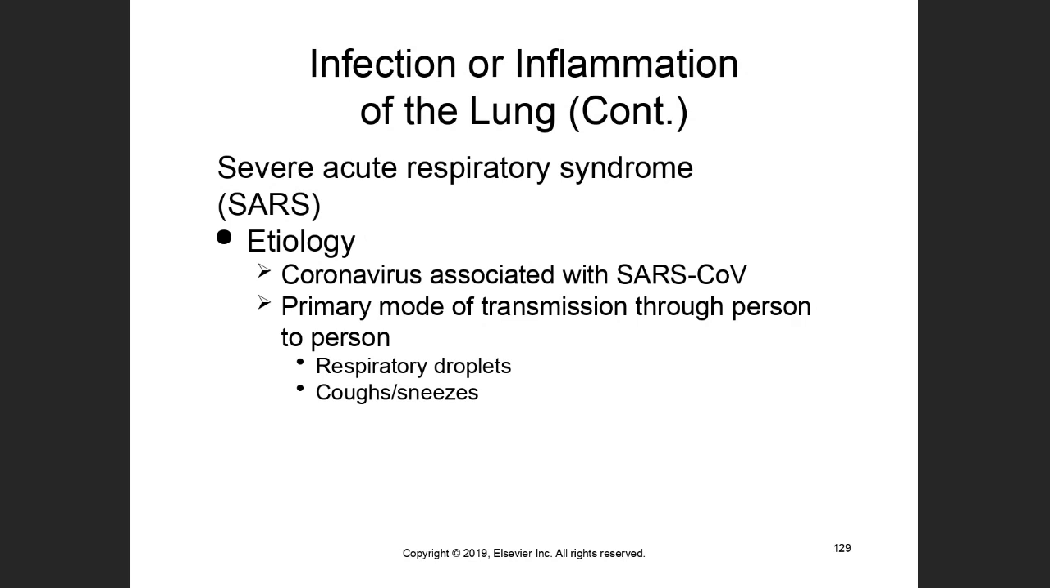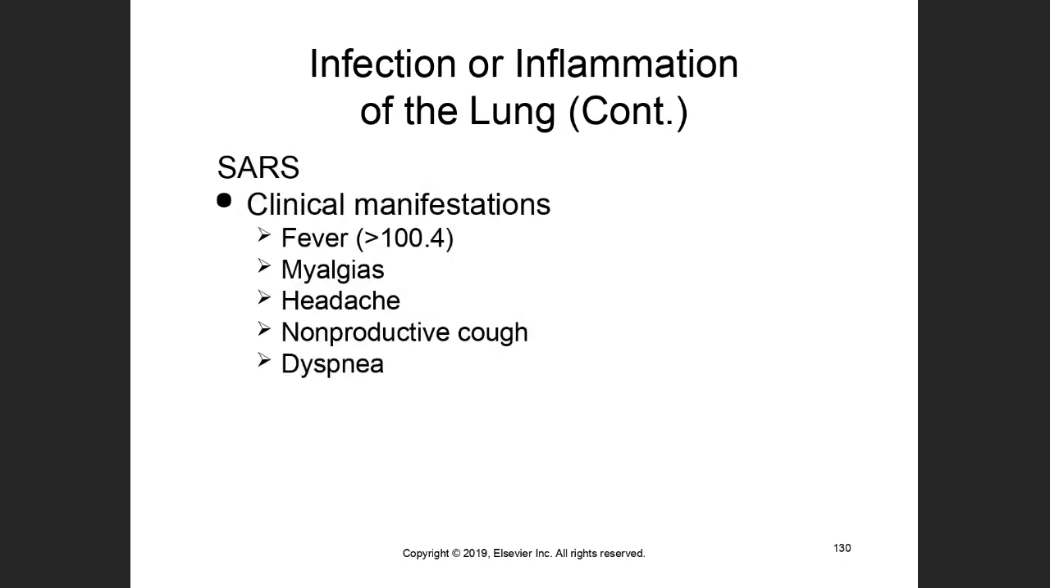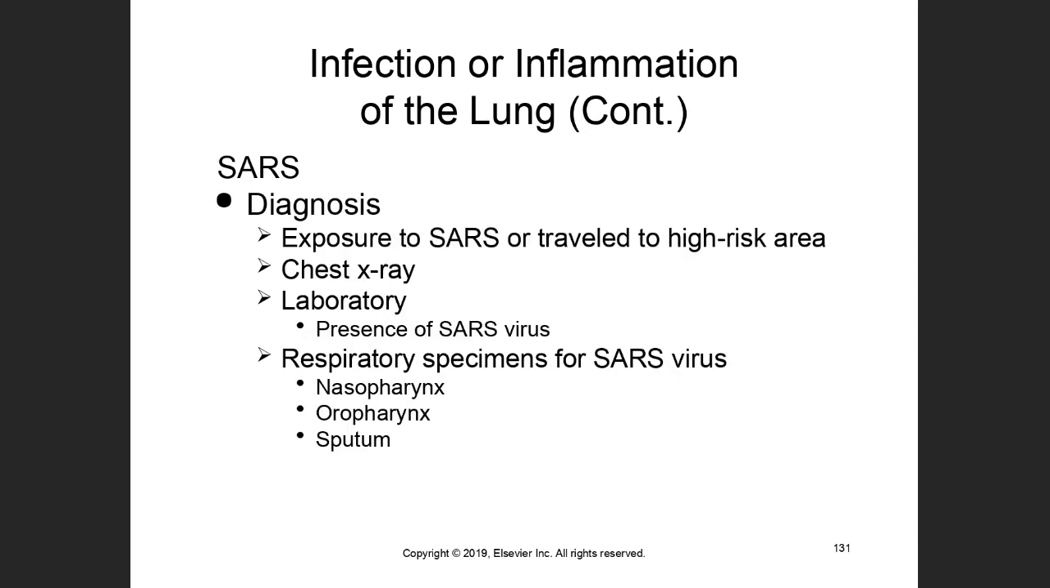Severe acute respiratory syndrome, SARS, like COVID is a type of SARS. Coronavirus associated with SARS-CoV. Primary mode of transmission is person-to-person through respiratory droplets, cough, sneezing. Clinical manifestation: fever, malaise, headache, non-productive cough, dyspnea. Diagnosis: exposure to SARS or travel to a high-risk area, chest X-ray, laboratory, presence of the virus. You do the nasal swab to see if the virus is present.